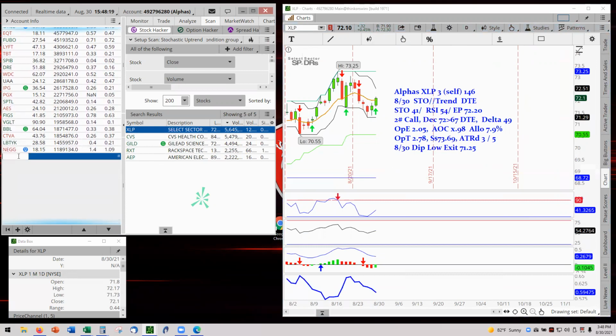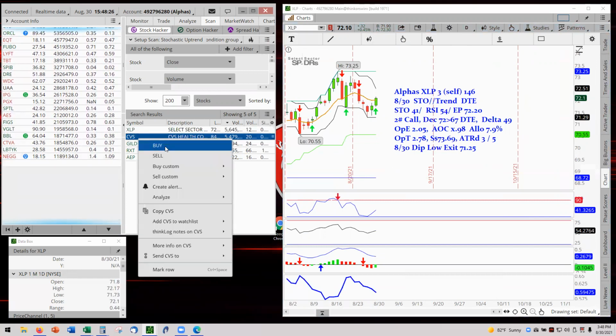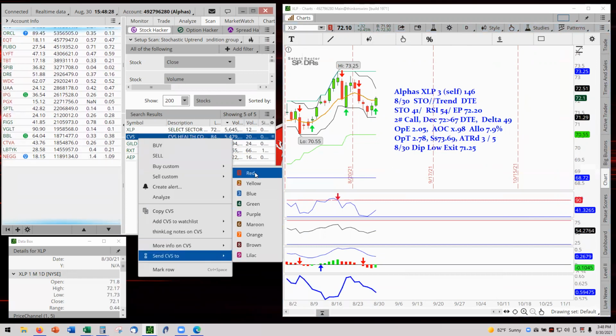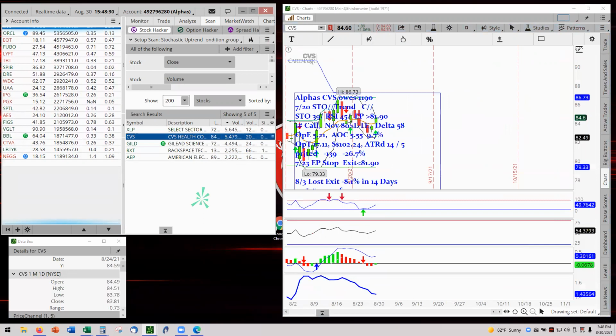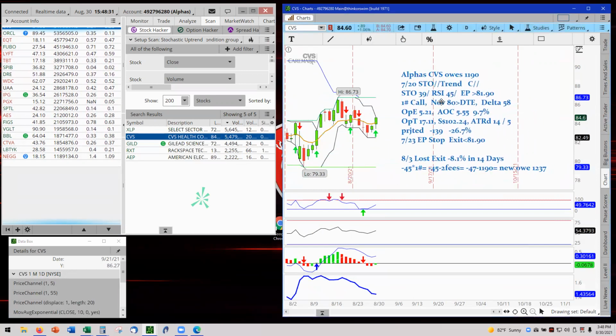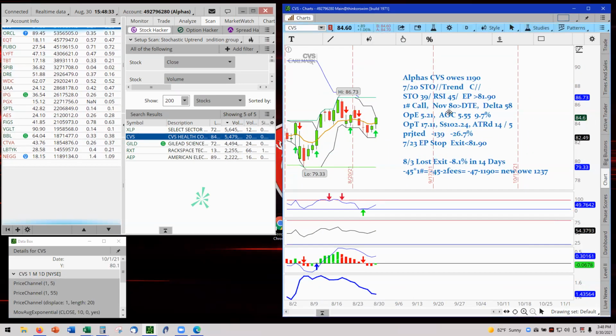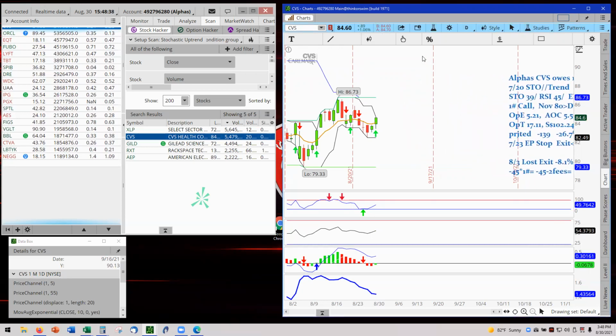So CVS is not on the list. And there it is. Now CBS is, it does owe, but it's not in play. So you have to disregard these notes and just follow the forward testing notes.